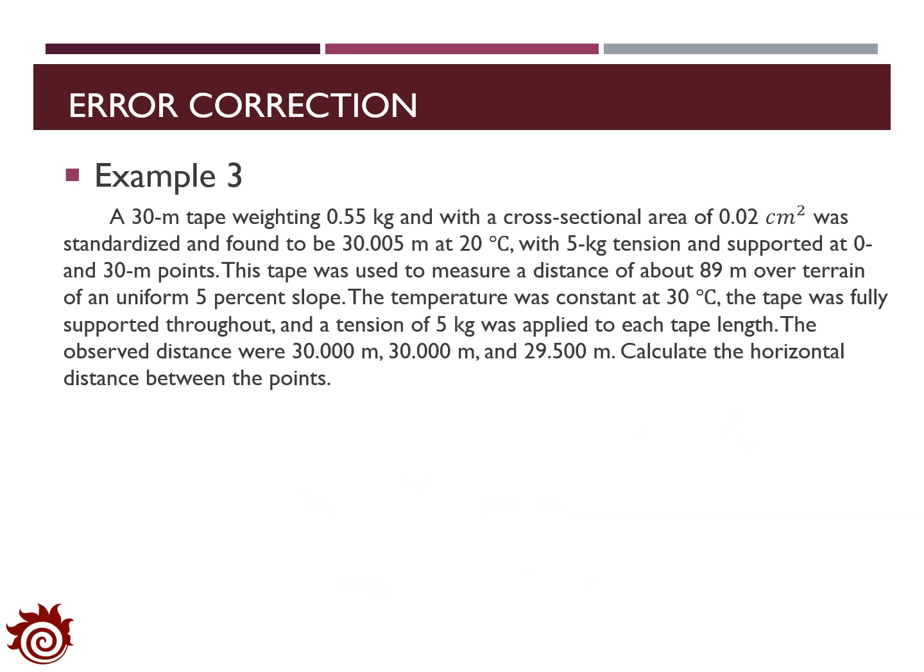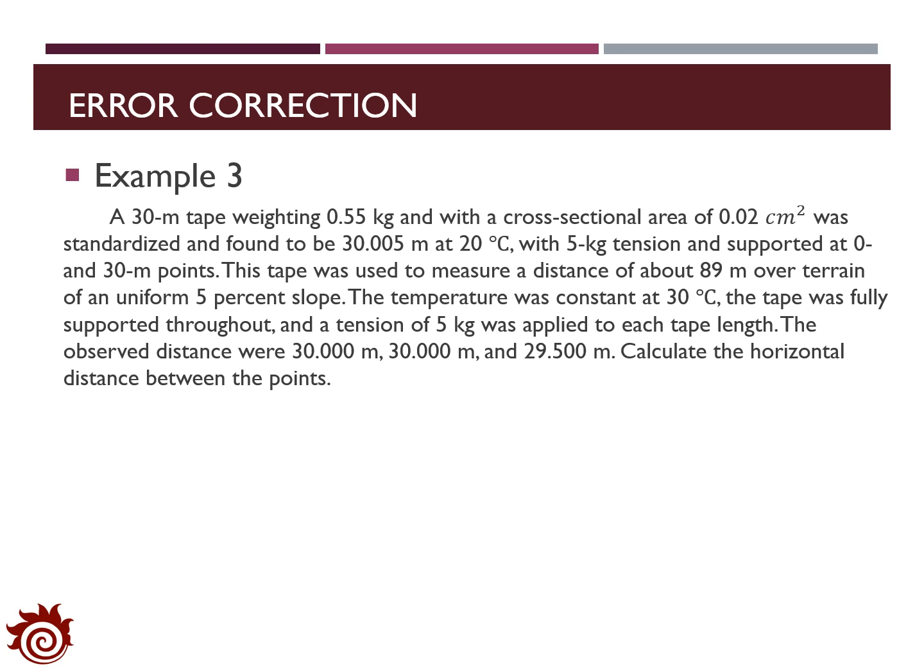Now let's take a look at another example which will consider all the errors we mentioned previously. In this example, we have a 30-meter tape with a weight of 0.55 kg and the cross-sectional area is 0.02 cm square. It was standardized and found to be 30.005 meters at 20 degrees Celsius with a standard tension of 5 kg, and it was supported at the 0 and 30 meter points.